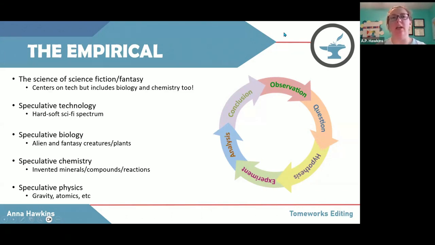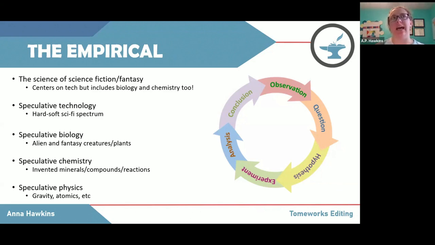When people think of science in fiction, particularly in science fiction, they're thinking technology: warp drives, anti-gravity or artificial gravity, growing plants on other planets, or the technology that we need to survive on other planets. Most of the time, people are thinking of technology when they think of this. But this also includes biology and chemistry too, especially when you're in a world building phase.